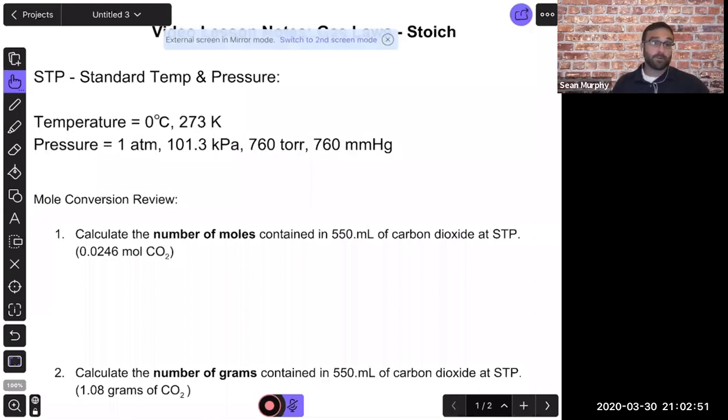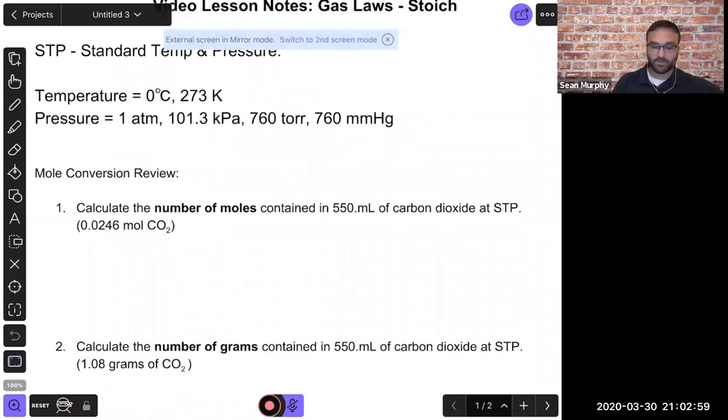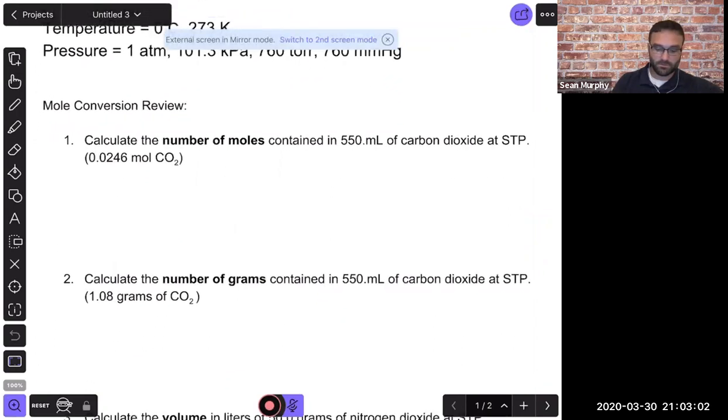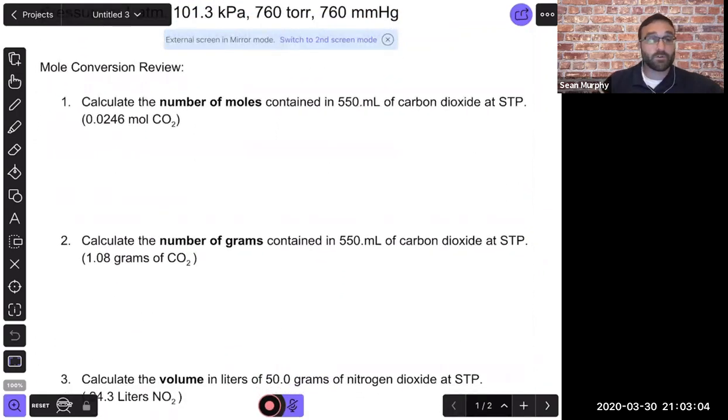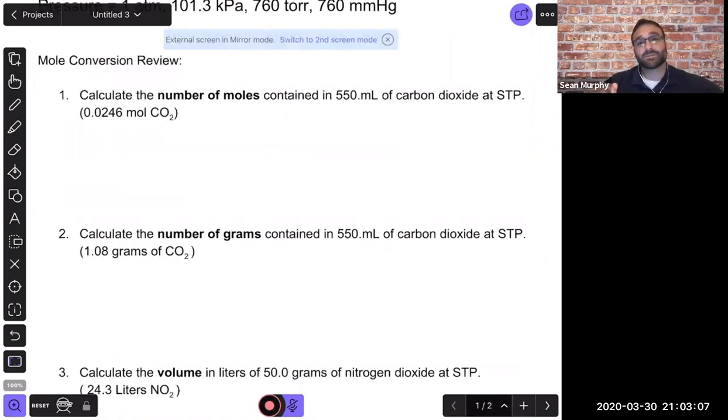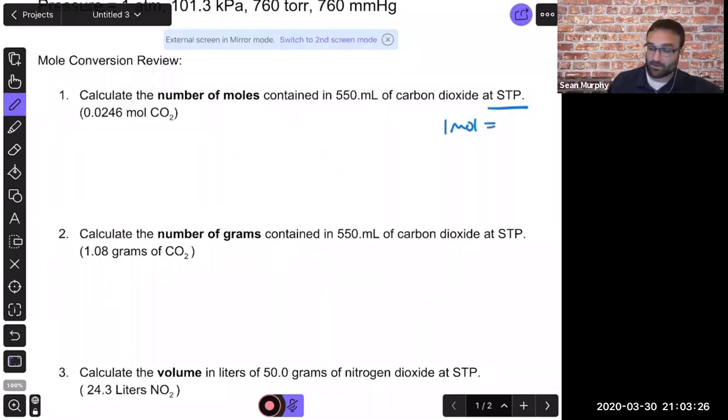So without further ado, let's do some mole conversion. And let's move up just a smidge. All right, so number one, it says calculate the number of moles contained in 550 milliliters of carbon dioxide at STP. If it says at STP, that should ring a bell. Remember, 1 mole of any gas particle is 22.4 liters.